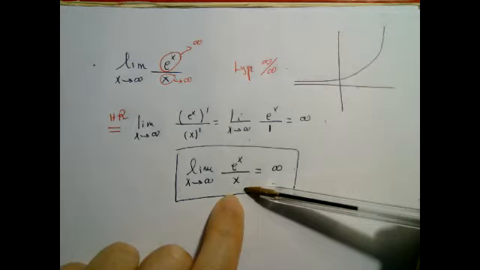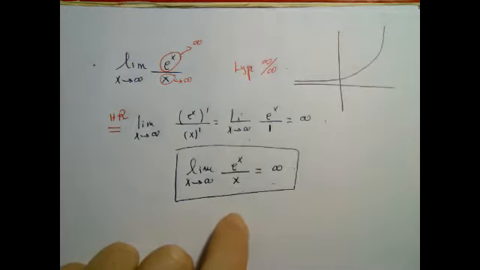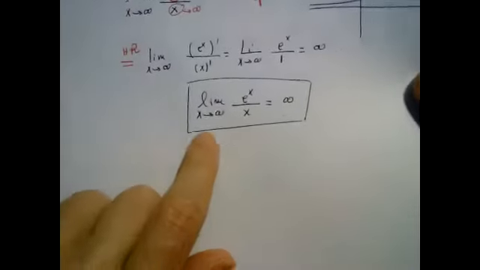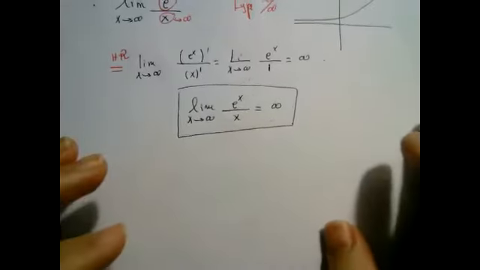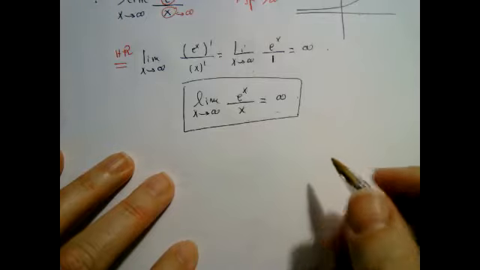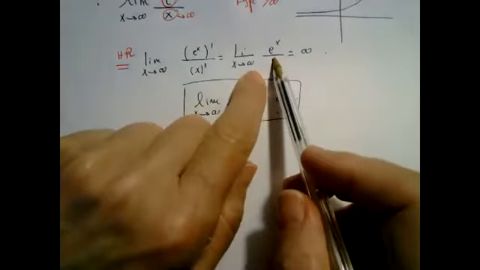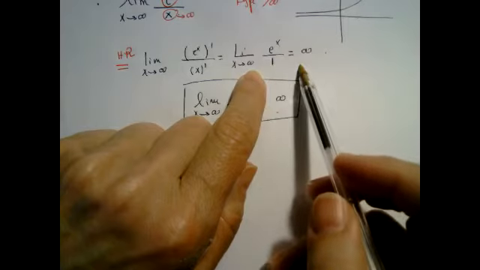E to the x. E to the x. Let us compare those two functions because this is a very important idea. Which function grows faster, e to the x or x? So this limit is equal to infinity. Oh no, you don't need it, because here when x goes to infinity, infinity over 1, that's infinity.